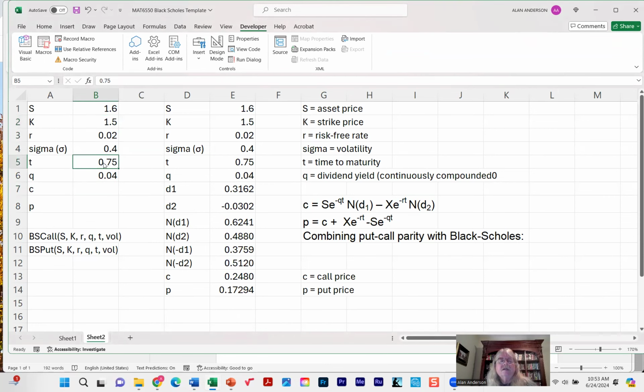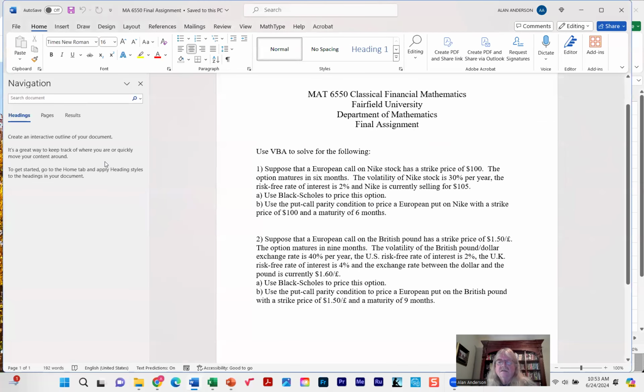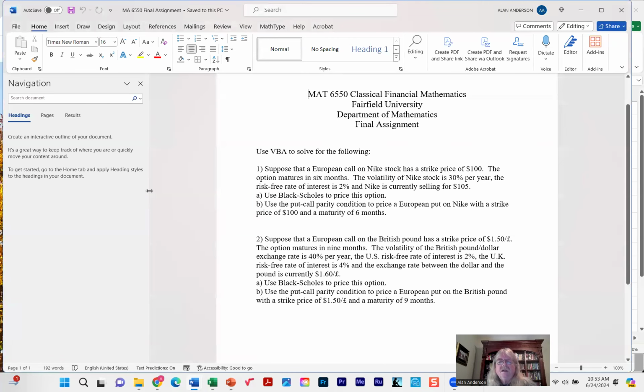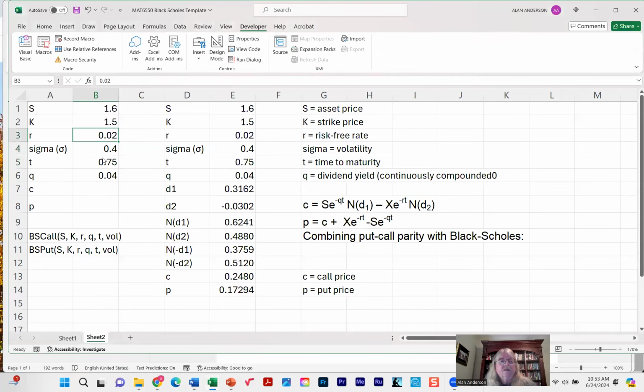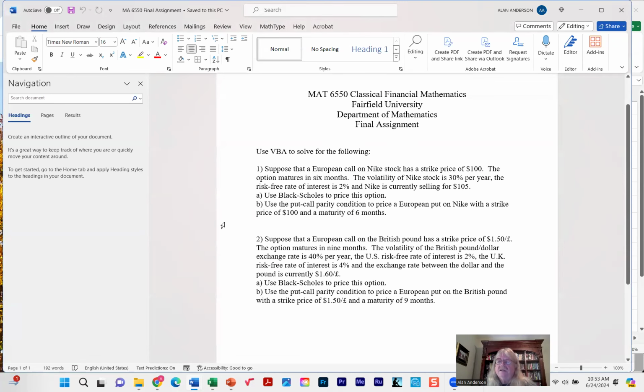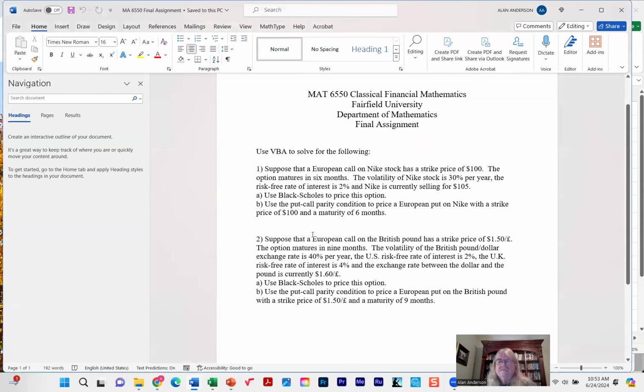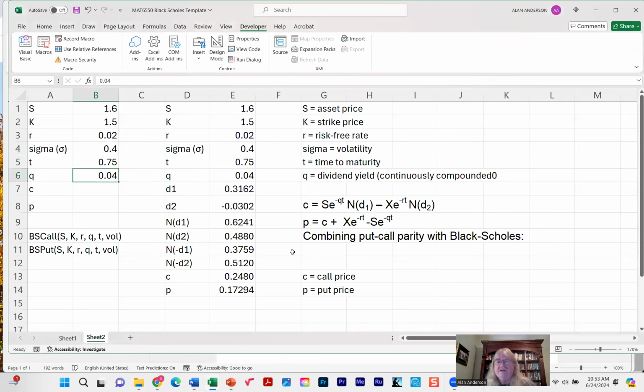This is a 9-month option. The volatility is 40%. The risk-free rate is 2. That's the US rate, by the way. UK rate is 4%. That is what you would earn as the owner of the British pound. So that's why that's Q. And the exchange rate, the spot price of the exchange rate for the British pound is $1.60. Okay, so this is what you're supposed to get.